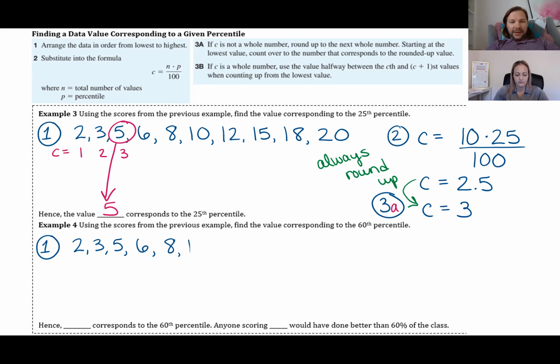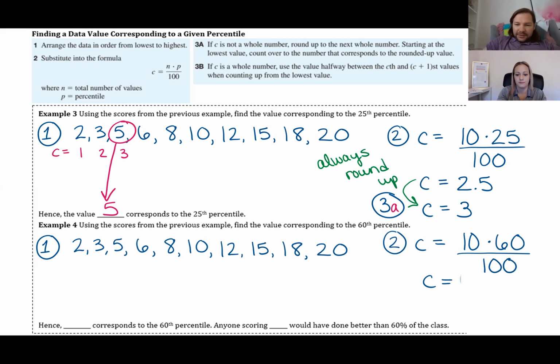So we're doing that. And then we're going to take N times P. So that's 10 times P is 60 now. So we're going to get 10 times 60 is 600 divided by 100. So we get C equals 6. And so now for step 3, we're in case B where C is a whole number.